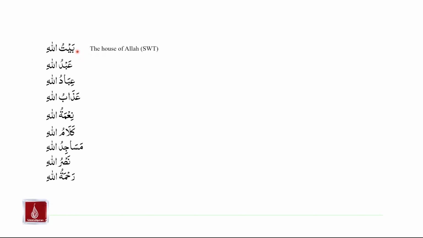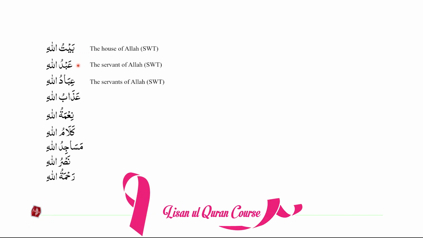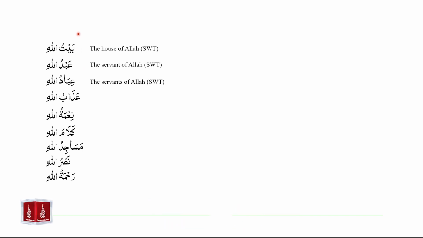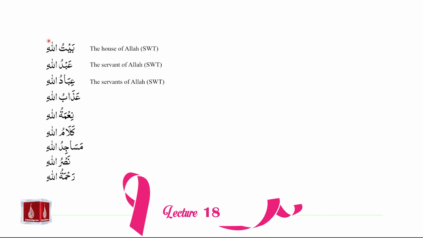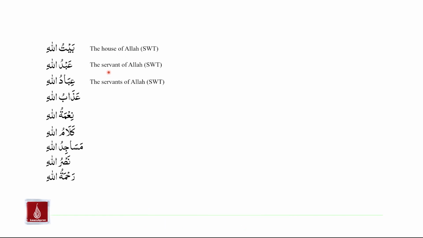Abdullahi, on the same pattern as Baitullahi, means the servant of Allah. Ibadullahi, the servants of Allah. If we look at Baitullahi, Abdullahi, Ibadullahi, we see that in each case a relationship is being established between mudaf and mudaf ilayh, and that is manifested by of in the English translation. The house of Allah, the servant of Allah, the servants of Allah.